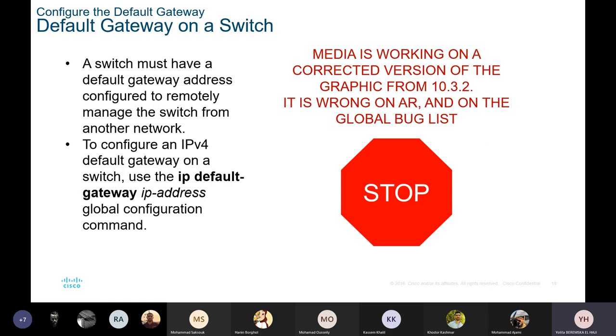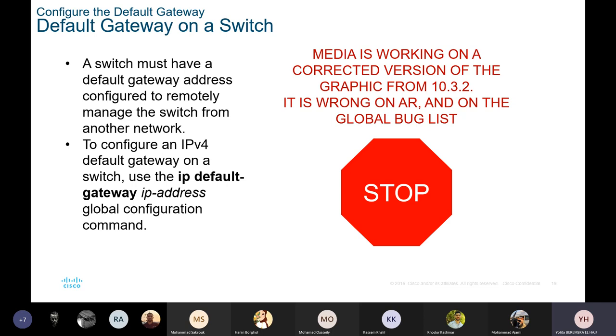Okay. Now we have to say something about the default gateway on a switch. We said that the switch is a layer 2 device. It means that it doesn't work with the IP addresses, okay? Because they are layer 3. For this reason, we need to provide some IP address, which is called switch virtual interface, and it needs to have a default gateway. Can you guess why we have to have the default gateway provided here?